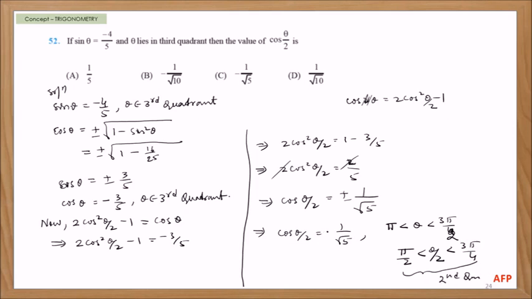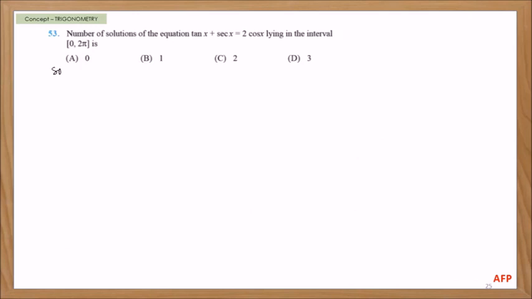Okay, second quadrant. So in the second quadrant cos is negative. So negative root 5 is the number of solutions. How many number of solutions are there? I too don't know.